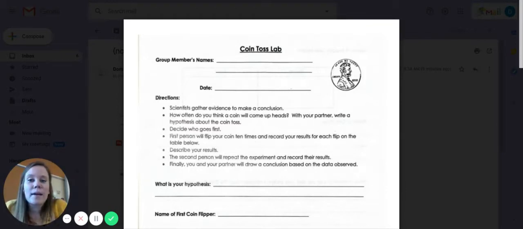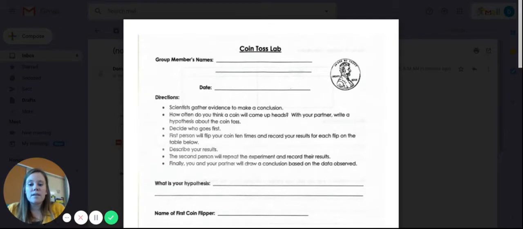So remember back in lesson 1 and 2, we talked about hypothesis and how a hypothesis is a guess about what will happen in an experiment. So a hypothesis is an if, then, because statement. For this lab, we're only going to do an if, then statement. So if I toss a coin 20 times, then the coin will come up heads blank amount of times.